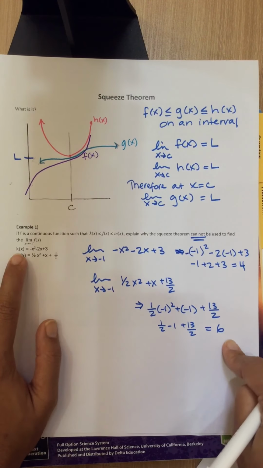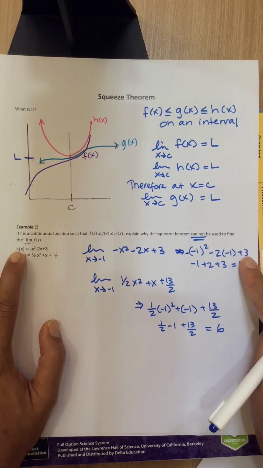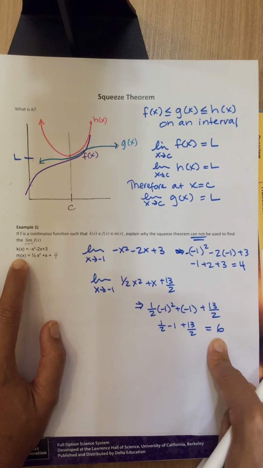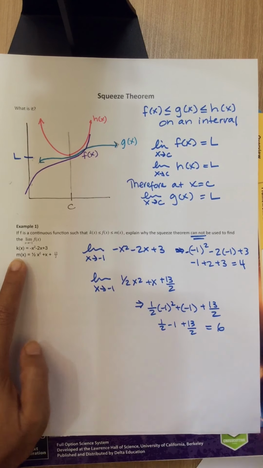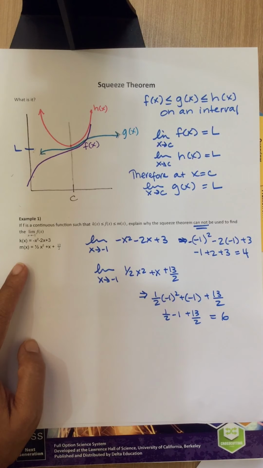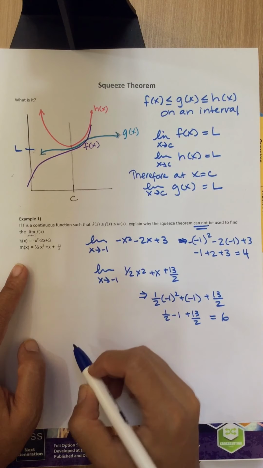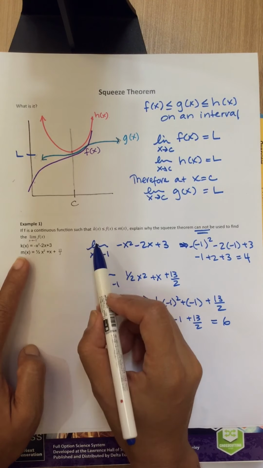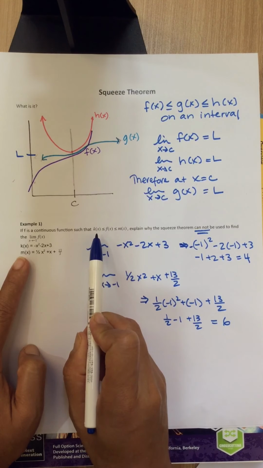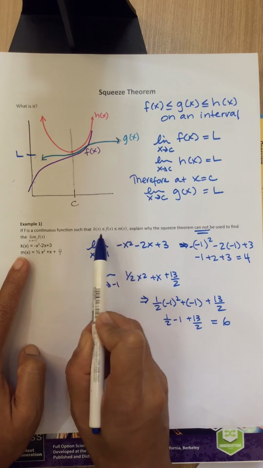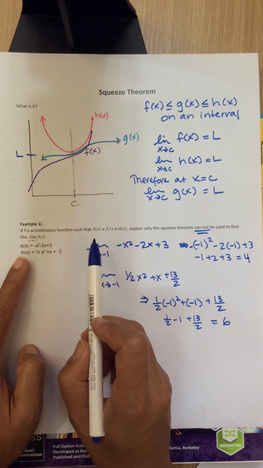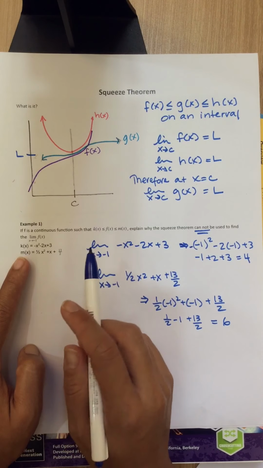So right away, when I evaluated this function at negative 1, I got 4. When I evaluated the second function at negative 1, I got 6. So they're not equal, right? So 6 and 4. So it is still true, right? Because 4 is less than f of x, which is less than 6. So the value of f of x is somewhere between 4 and 6. But we can't use it to say exactly what the function is.